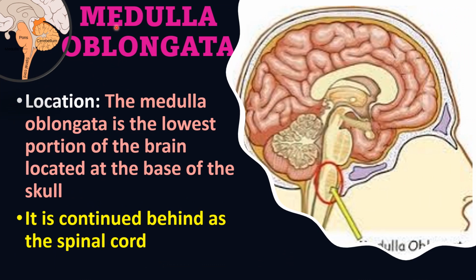The next main structure of the brain is the medulla oblongata. This medulla oblongata is located in the lowest portion of the brain. Here you can see this is the brain, and the lowest portion of the brain is located at the base of the skull. This is the skull. Medulla oblongata is located at the base of the skull. It is continued behind as the spinal cord.